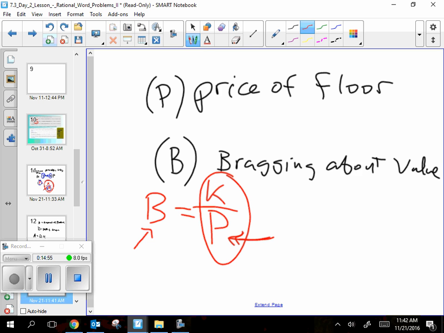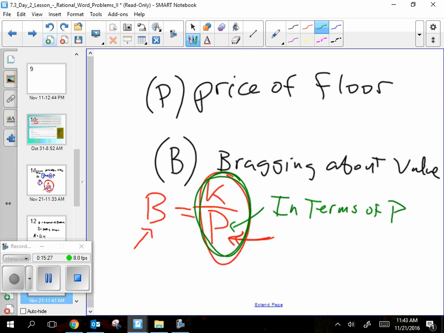Gotcha. Well, actually, oftentimes you could reverse them. So it's just a matter of what they ask for. If they say in terms of P, then the P has to be with the K on the right-hand side of the equation. So if I said I want bragging in terms of price, all right, good enough. I think you got that.